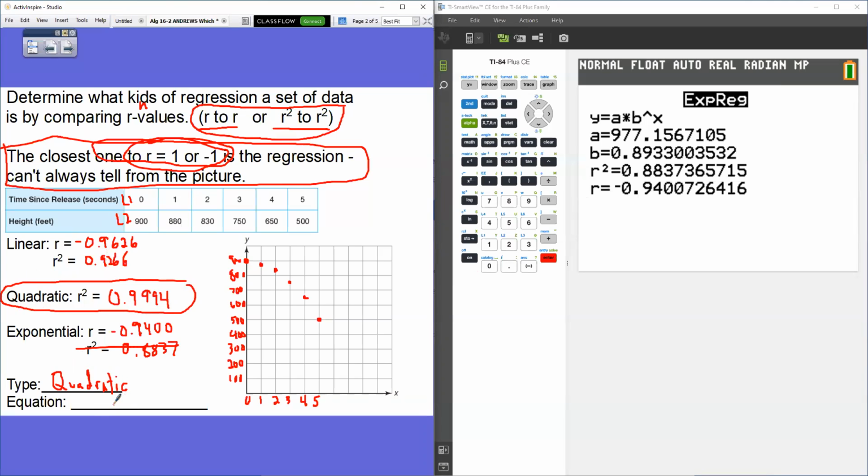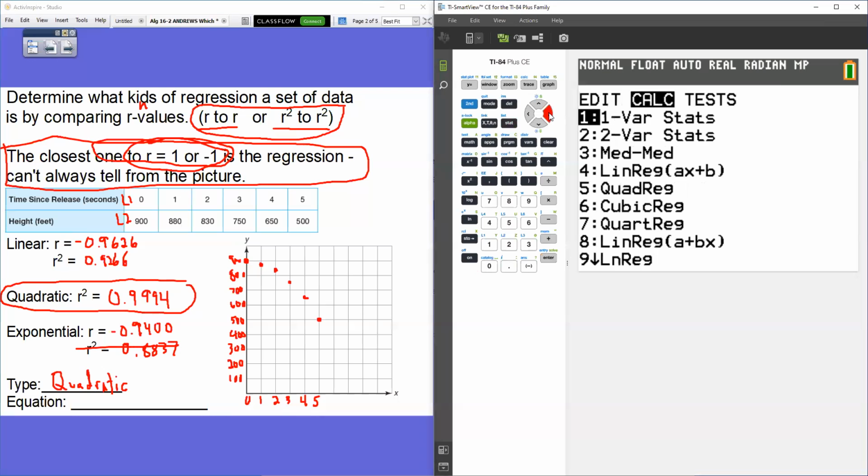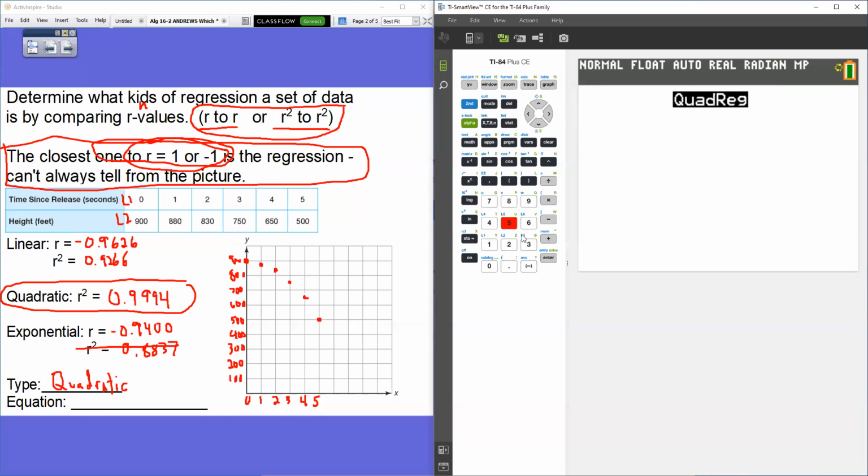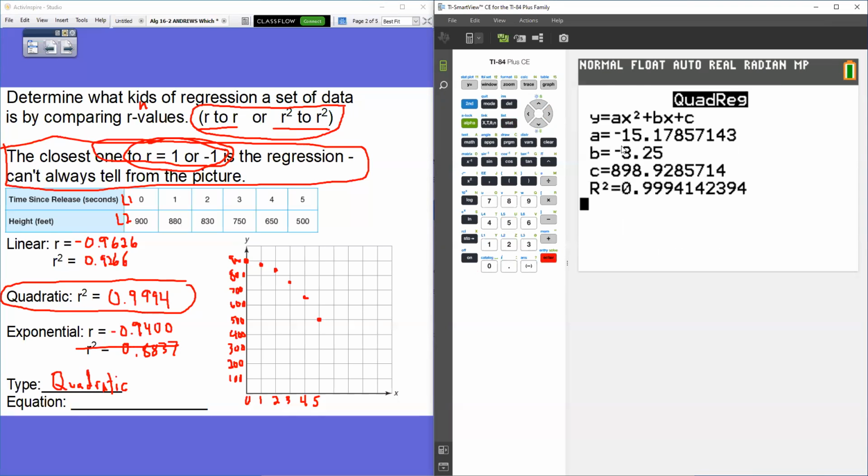For your equation, when you go to write it, you're going to have to go back, because I'm on exponential right now. You see the EXP in the calculator. I got to go back to quadratic because I need to write the quadratic equation. So Stat Calc, I got to go back to number 5, which is the quadratic regression. And now I got to write this one.